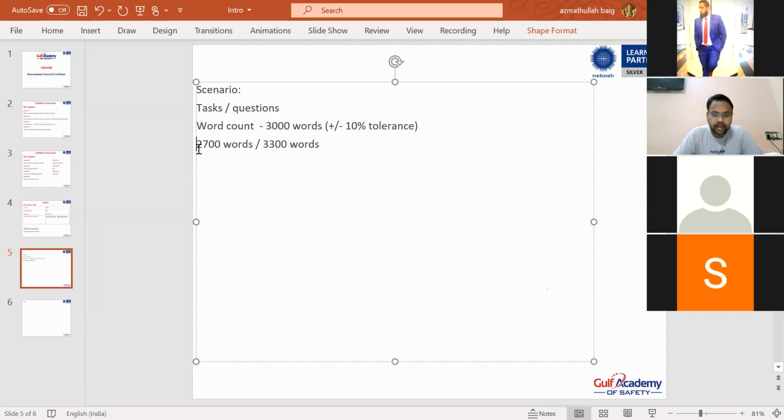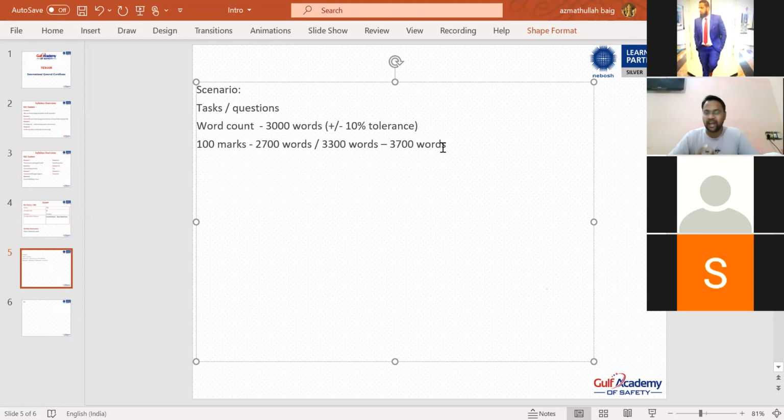For a total of 100 marks, this is the minimum and the maximum word count. Now you might ask, sir, what will happen if I am writing 3,700 words? Sometimes it might get exceeded. Now, let us say the maximum word count is 3,300 and you are writing 3,700 words.